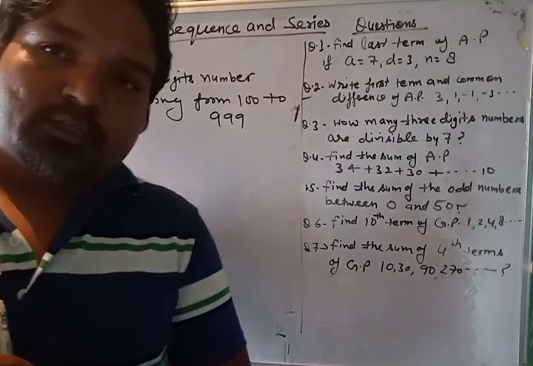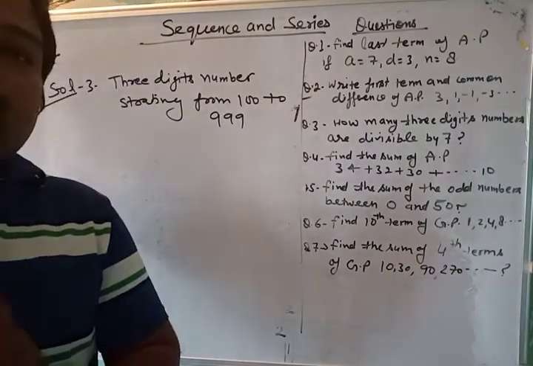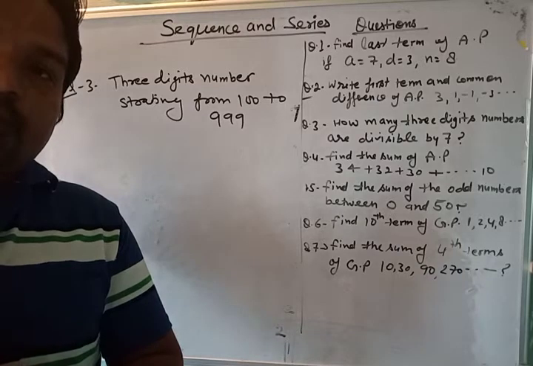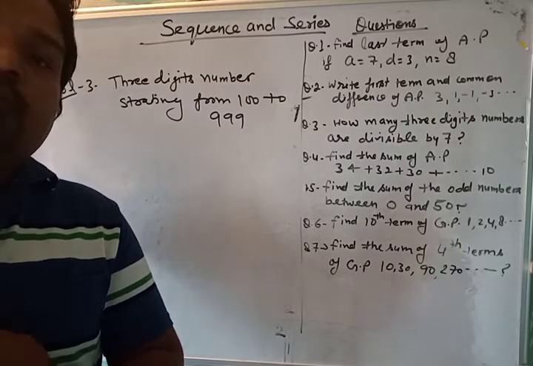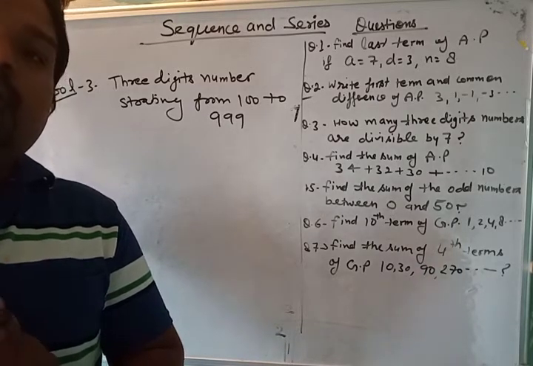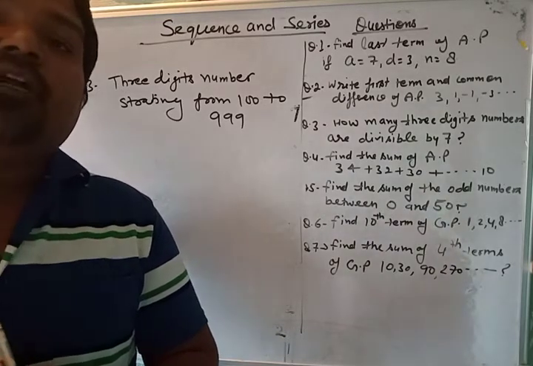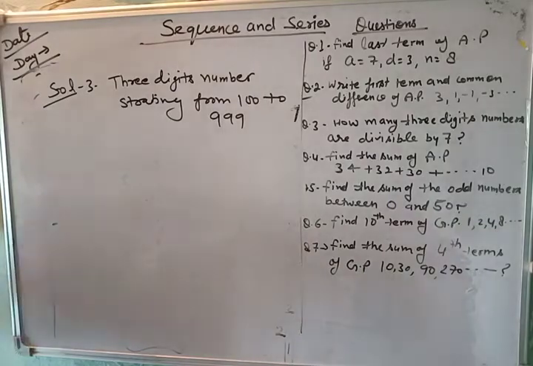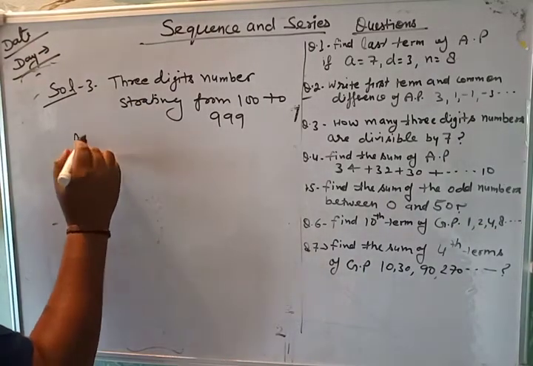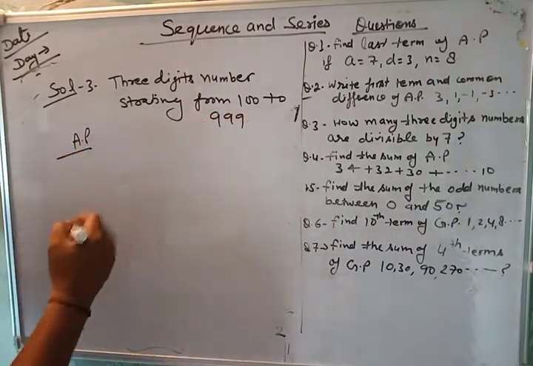So 101 is not divisible by 7, 102 is not divisible by 7, 103 is not divisible by 7, 104 is not divisible by 7, but 105 is divisible by 7. So now, clear?